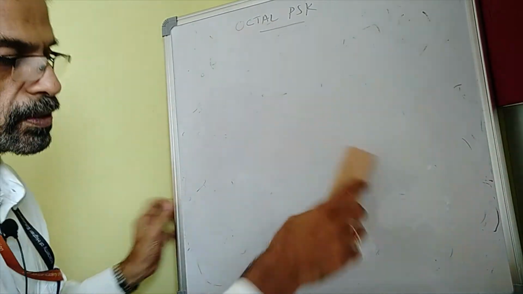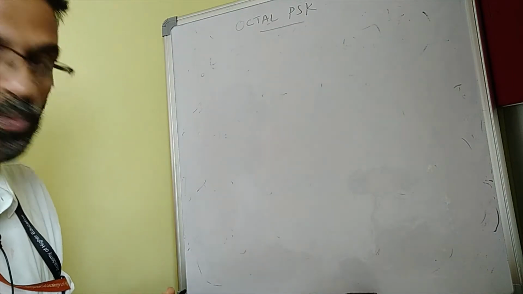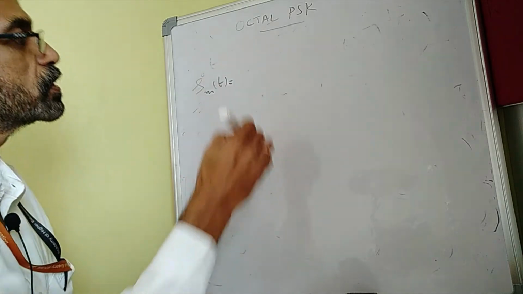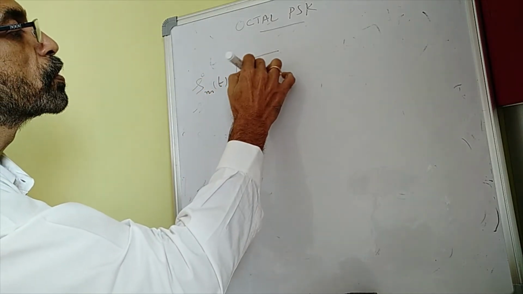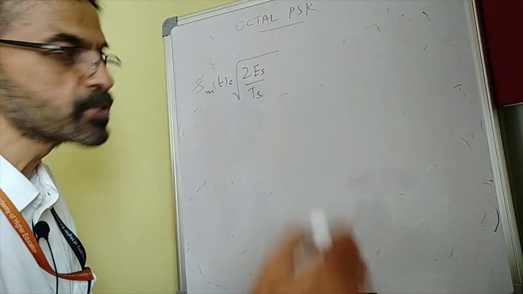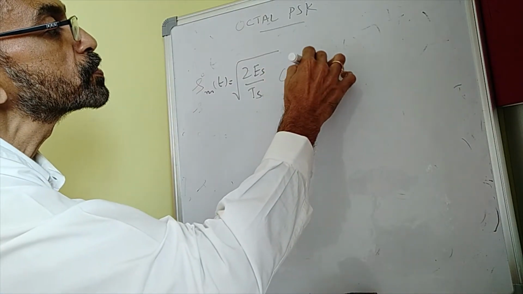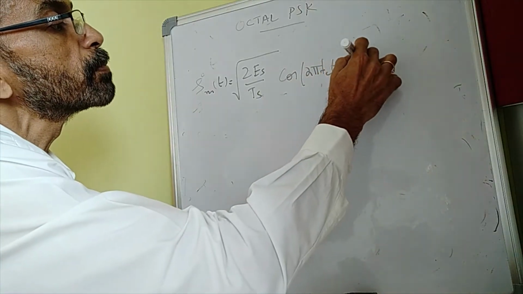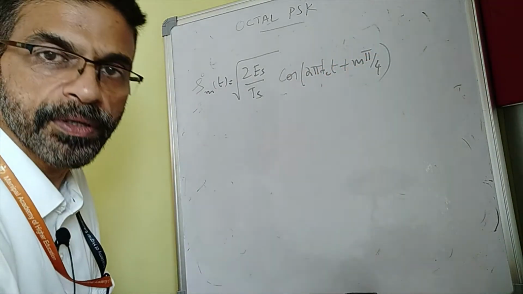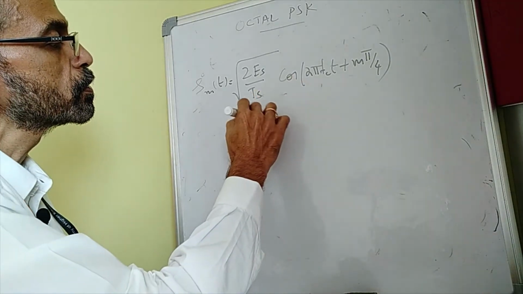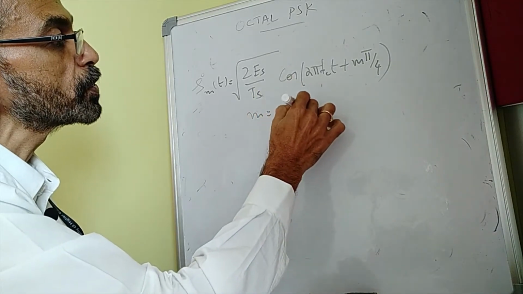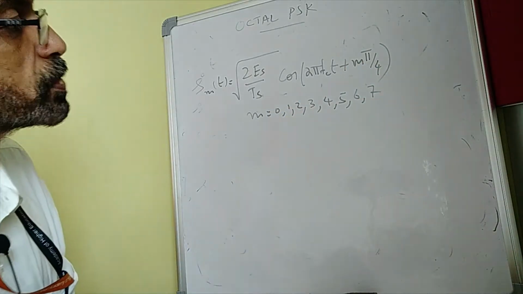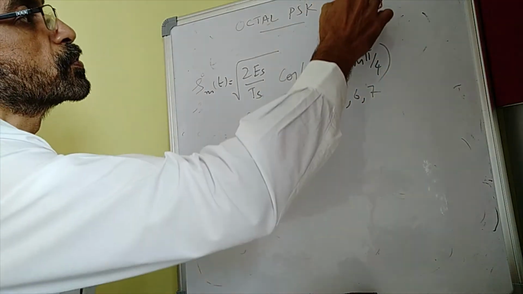So now, just as we did earlier, we will express this in a compact form. Sm(t) equal to root 2 Es by Ts cos 2 pi fc t plus m pi by 4 for m equal to 0, 1, 2, 3, 4, 5, 6, 7. So you can see 8 possibilities. And of course, this goes without saying.